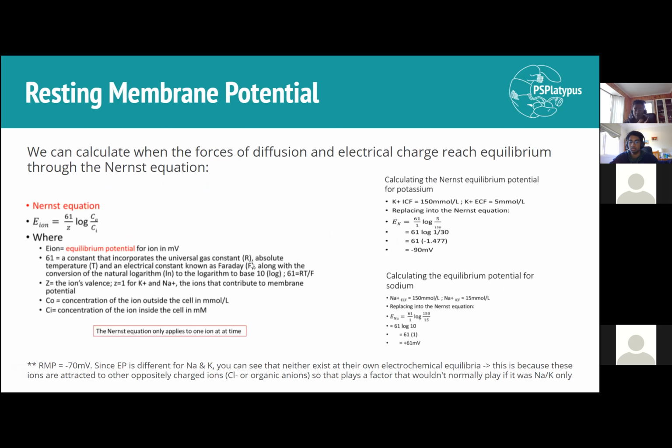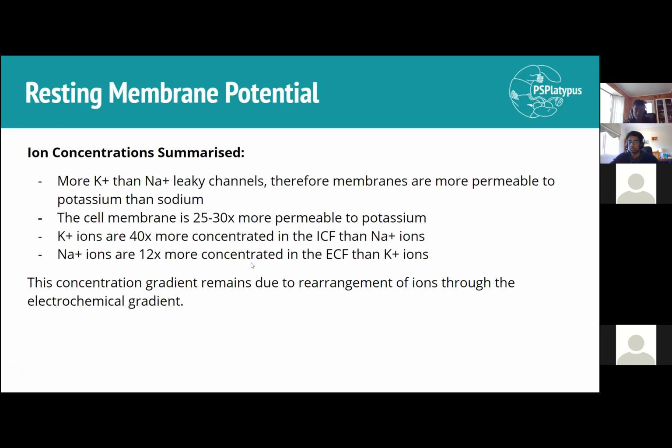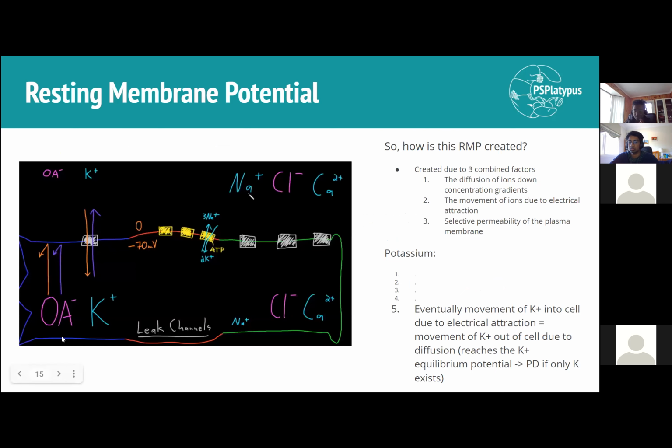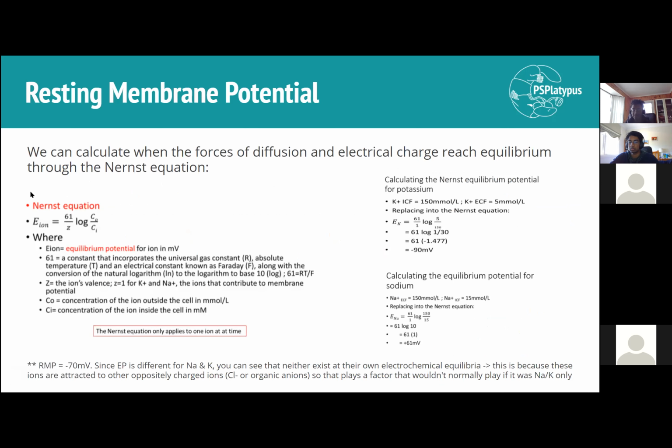So how do we calculate this? This equation essentially calculates the equilibrium potential for one particular ion. When we talked about potassium just in and of itself, we talked about the potassium equilibrium potential, and that is the potential difference if only potassium exists. And the Nernst equation, don't worry too much about the details. It's more about knowing what it is, what it does, and how to plug numbers in. You just apply the formula.